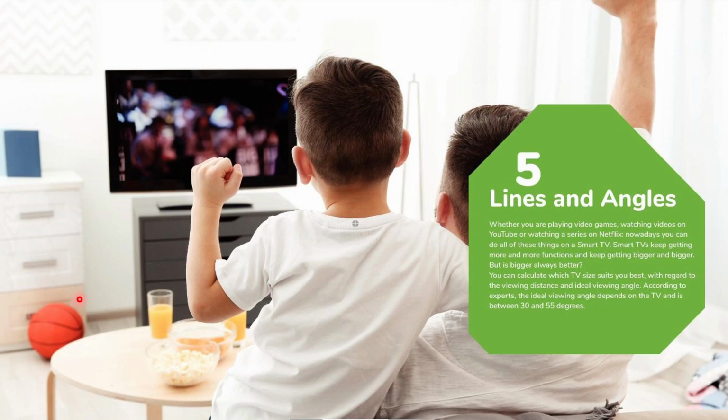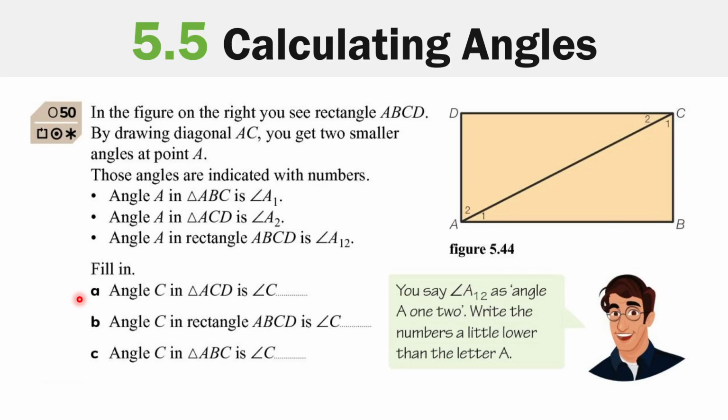Hey everyone, we'll continue in chapter 5, lines and angles. We're not going to draw anything in this theory, we're actually going to calculate stuff, which does make things a bit different. And I'll start with two homework exercises to introduce you to this topic, exercise 50 and 51. In the figure on the right, you see rectangle ABCD.